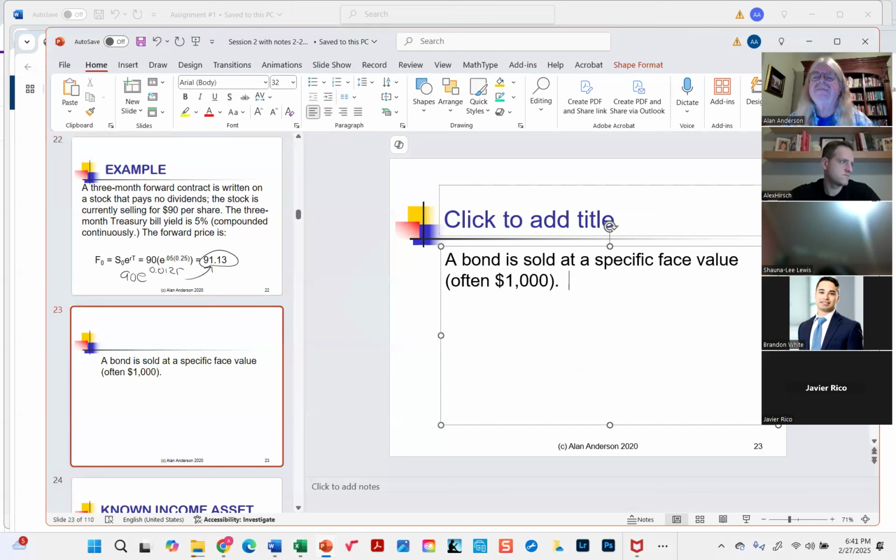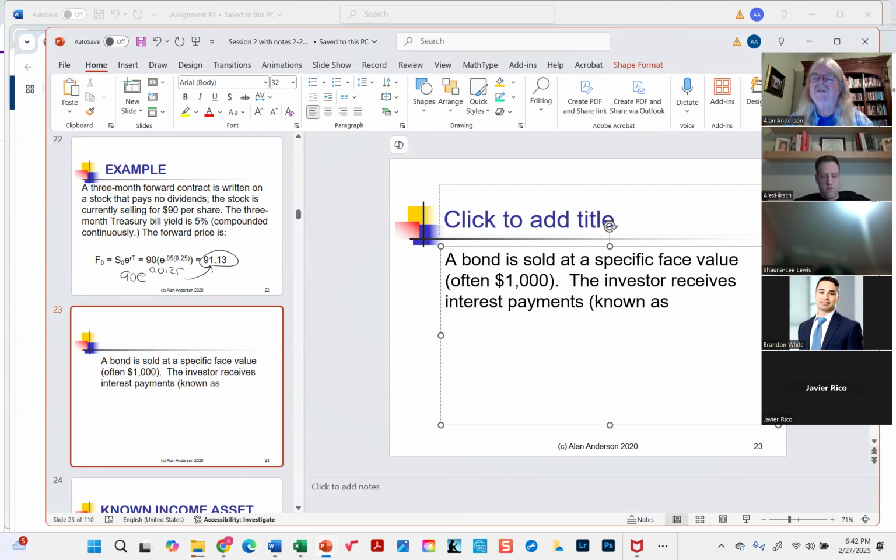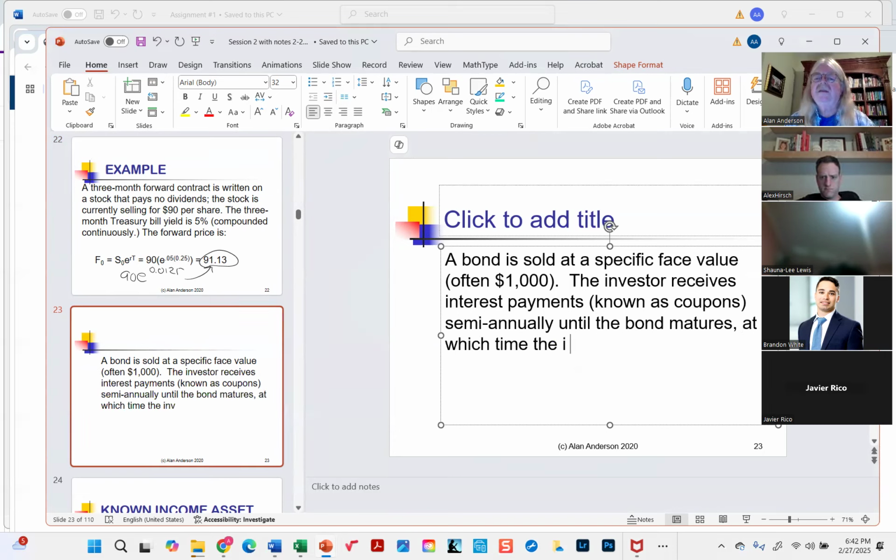And then what happens is the investor receives interest payments, known as coupons for historical reasons, semi-annually. That's normally the practice in the United States, until the bond matures, at which time the investor is repaid the face value.